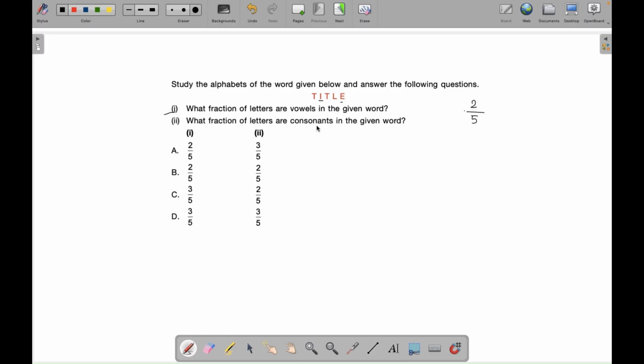What fraction of letters are consonants in the given word? Right, so whatever is not a vowel is a consonant. If we have two vowels, the remaining 3 out of the 5 must be consonants. Right, so 3 by 5 is the fraction of consonants. So we have 2 by 5 and 3 by 5, which is A.